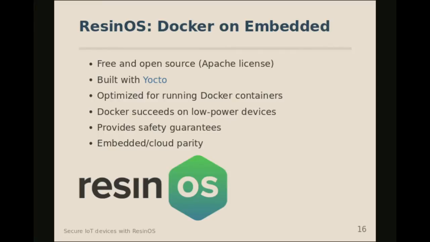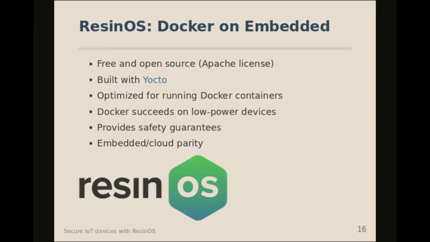ResinOS is sort of a distro, but there's no necessarily update. Or when you update, it's an atomic update. You move to the next image. There's no package updating. It's basically just the minimal user space and kernel required to run Docker and a VPN client and some other components I'll touch on.